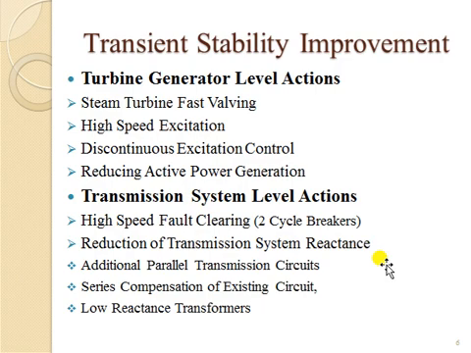Turbine generator level actions: you can have steam turbine fast valving. This fast is related with time period. We have already understood that for transient stability improvement, very fast actions are required. So this will help. Then, high speed excitation.